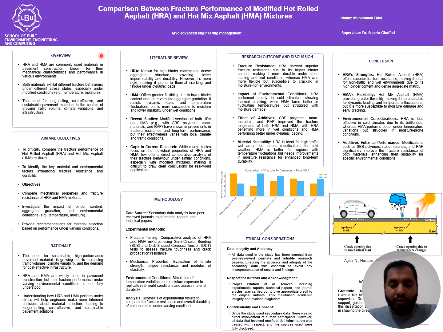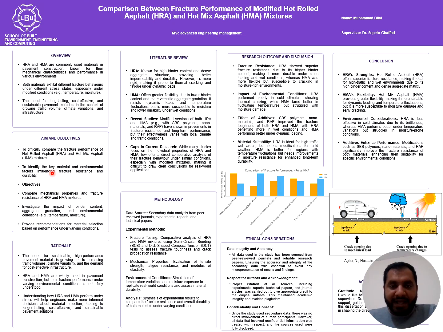I will start with the overview. My dissertation focuses on understanding and comparing the fracture performance of two major pavement materials, hot rolled asphalt, the HRA, and hot mix asphalt, the HMA. These materials are widely used in road construction, but they behave differently under traffic loads, temperature changes, and environmental stress. The goal was to identify which material performed better in specific conditions and provide guidance for building stronger, more sustainable pavement.